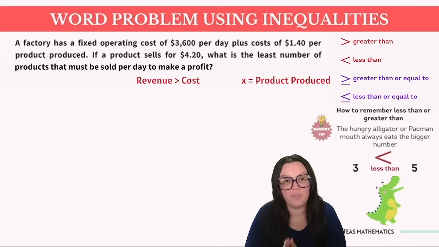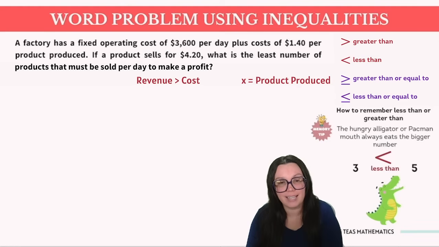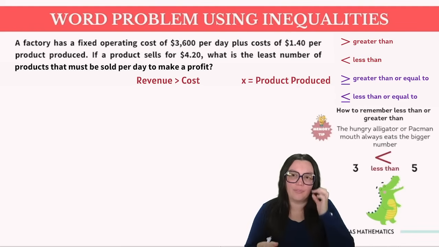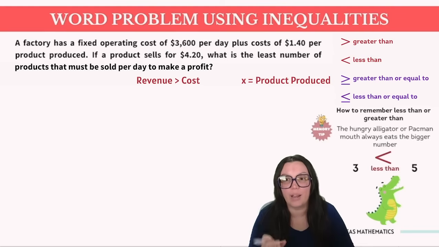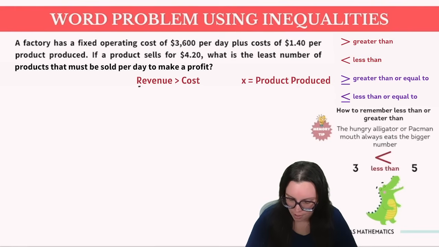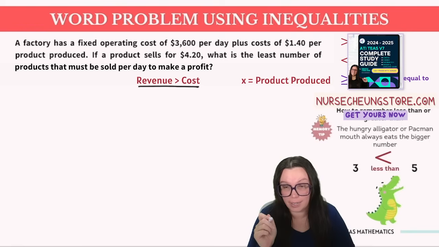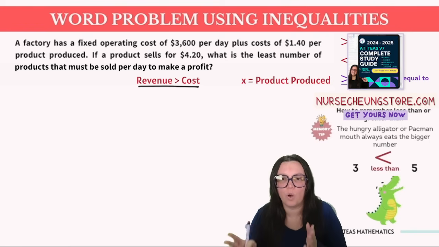So a factory has a fixed operating cost of $3,600 per day plus costs of $1.40 per product produced. If a product sells for $4.20, what is the least number of product that must be sold per day to make a profit? So to make a profit, we have revenue received needs to be greater than the cost needed to make it. So that's going to give us our revenue is greater than costs.